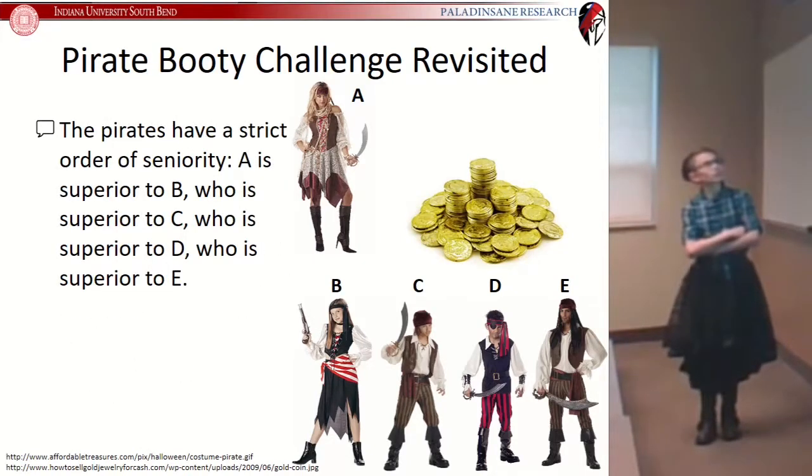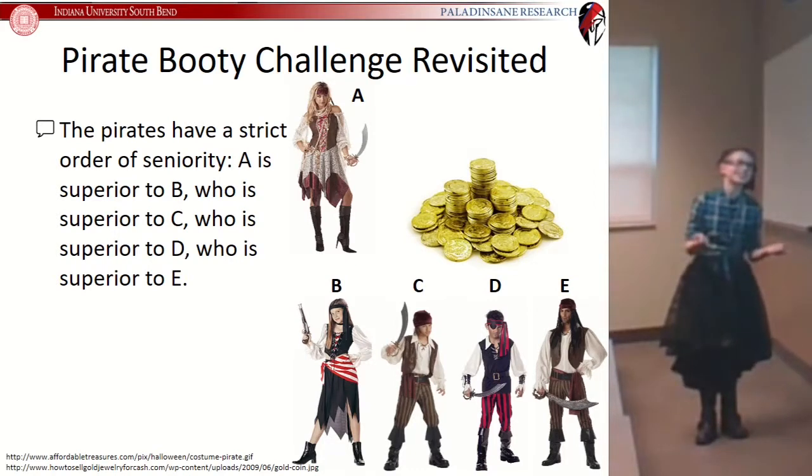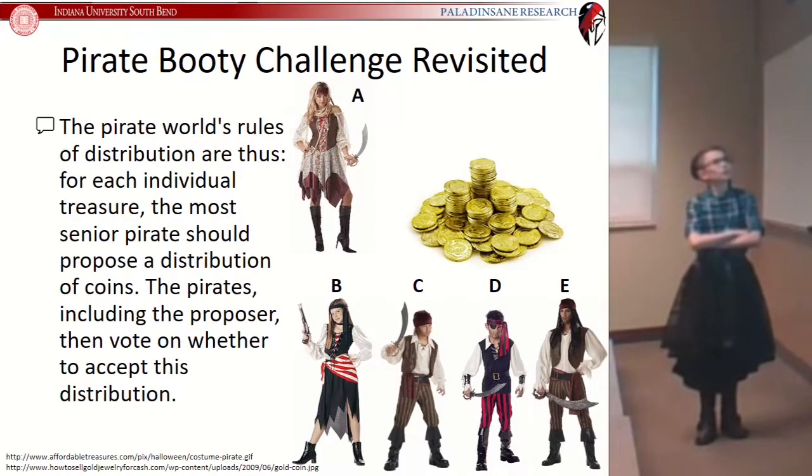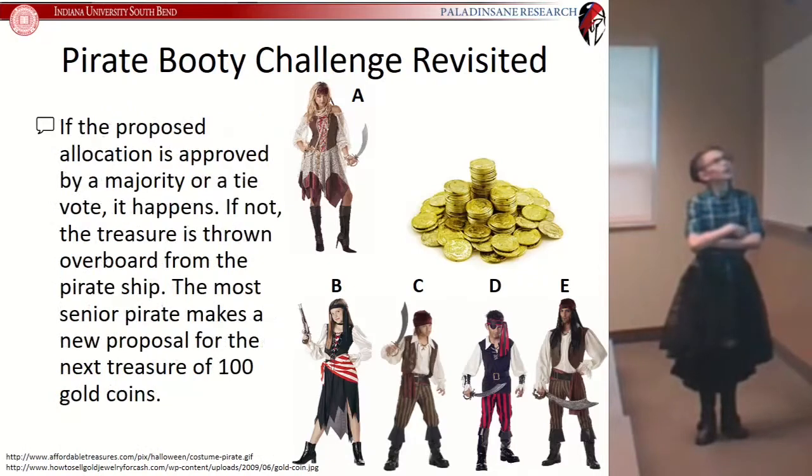The pirates have a strict order of seniority. A is superior to B, who is superior to C, who is superior to D, who is superior to E, as we all know. The pirate world rules of distribution are thus: for each individual treasure, the most senior pirate should propose a distribution of coins. The pirates, including the proposer, then vote on whether to accept this distribution.